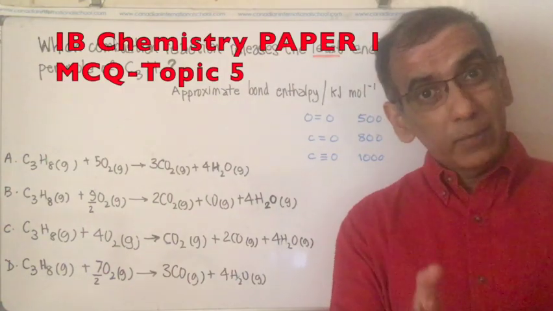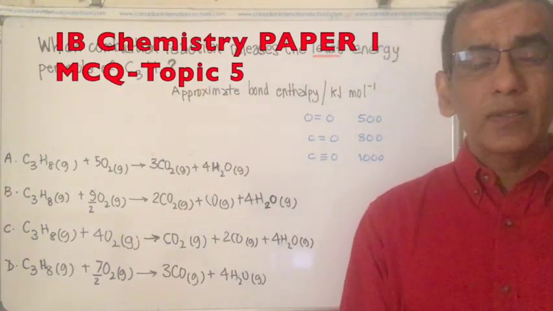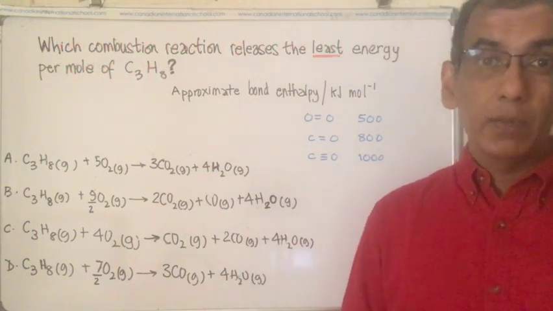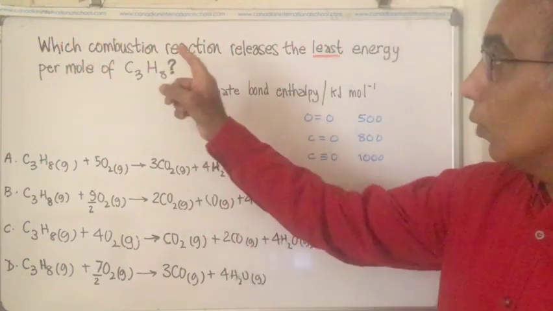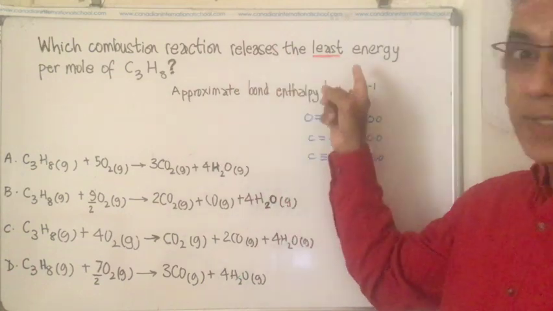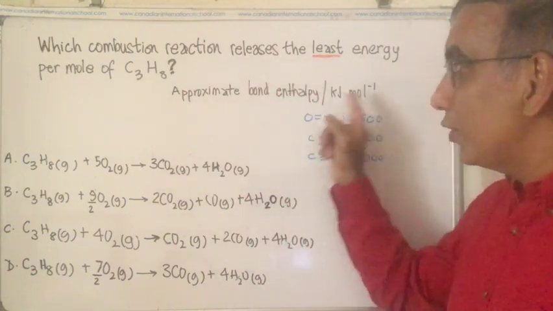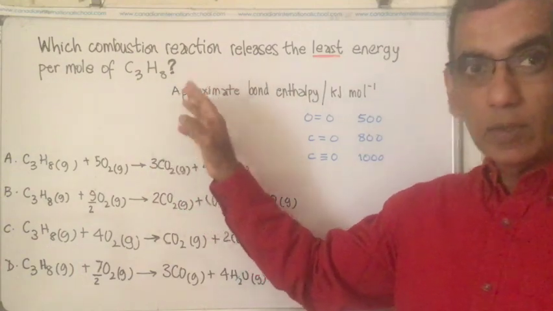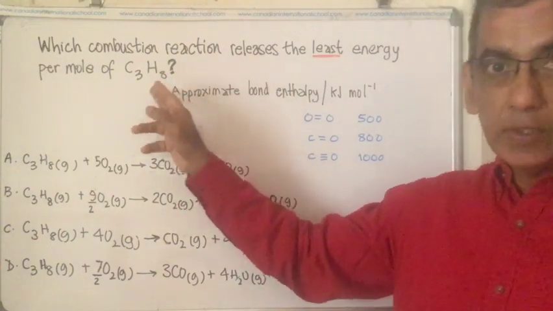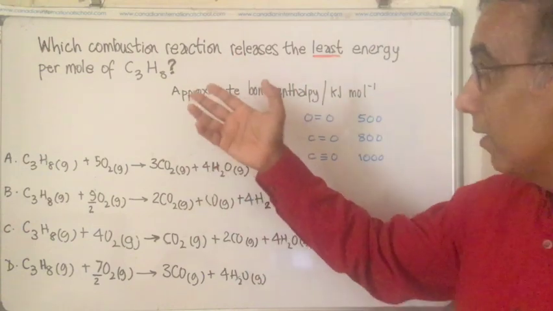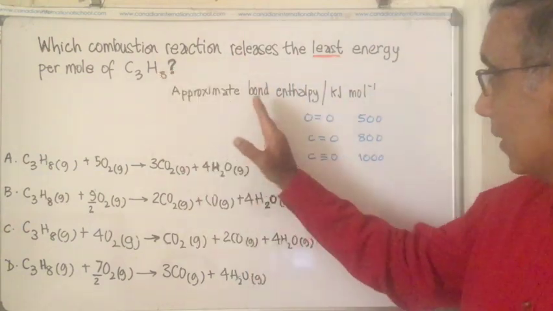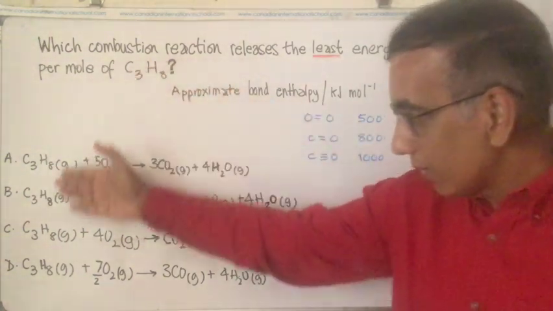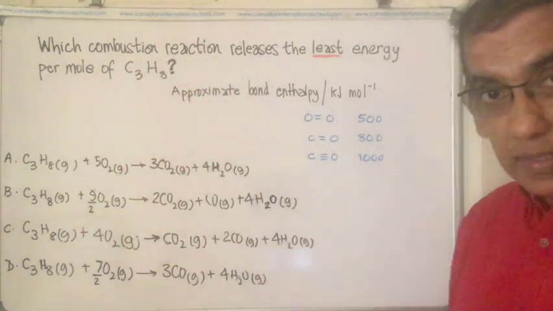Hello and welcome again as we consider yet another tricky multiple choice question for IB Chemistry. This one says, which combustion reaction releases the least energy per mole of C3H8? This, of course, C3H8 is an alkane, propane, and these are the bond enthalpies associated with the bonds on this side and the bonds on this side.